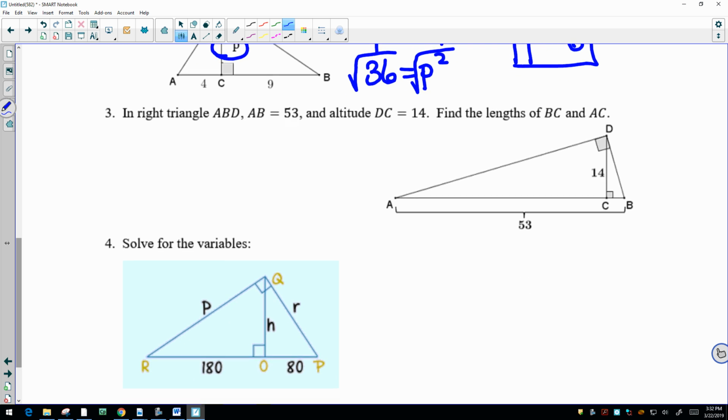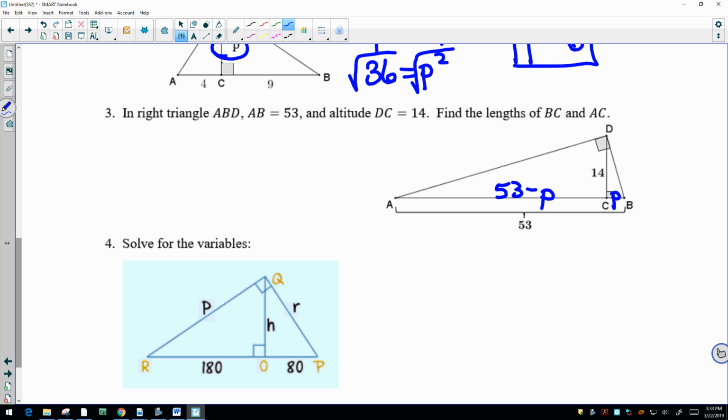So I'm looking at this triangle, and again, I want to think, is this a picture 1 situation? Is this a picture 2 situation? And it's telling us we have to find the lengths of BC, so I'm going to label that P first, and I have to find the lengths of AC. Okay, well, keeping in mind we have this entire length of AB. I have the whole hypotenuse. I have to find P. I have the altitude. I could represent perhaps AC as being 53 minus P.